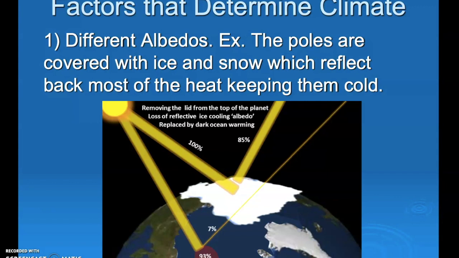So there are 6 factors that determine the climate. The first factor is different albedos, and you learned about albedo in one of the previous lessons. So just as a refresher, albedo is the Earth's surface ability to reflect the sunlight and therefore keep that area cool. So the poles are covered with ice and snow, which reflect back most of the heat, and that keeps them cold. But there's other regions of the United States that have a very low albedo, meaning that they absorb a lot of the sunlight and warm up as a result.